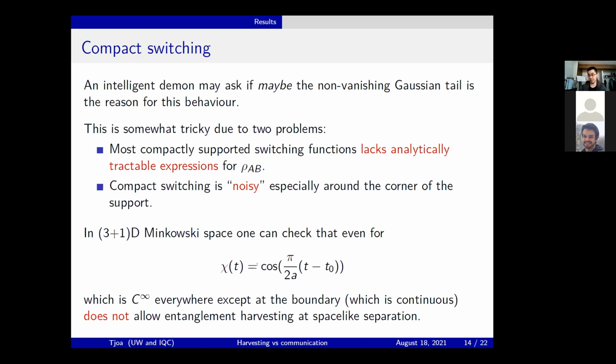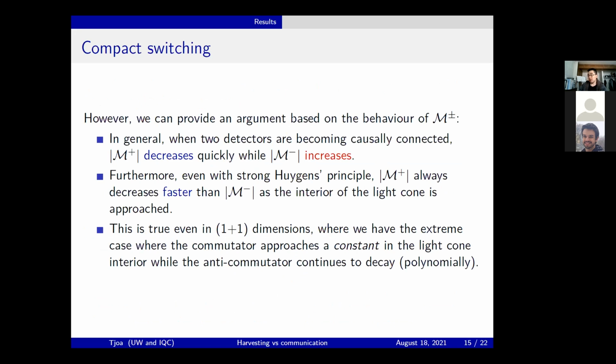I think this is itself an interesting thing. Unfortunately, for compact switching, this is a thorn riddled with a bunch of bad news. Now, the one indirect argument I would bring up first, which we can provide for why this phenomenon has nothing to do with switching in general, is the fact that as you become more causally connected, meaning as you approach the light cone and start to enter the interior, the general pattern is that the M plus modulus always decreases quickly while M minus always increases.